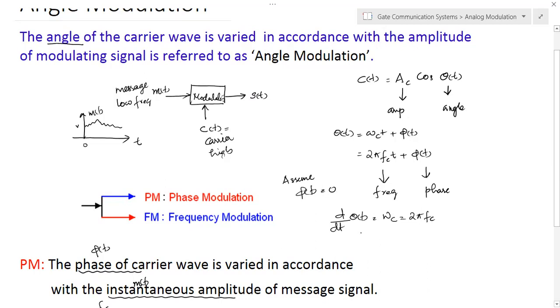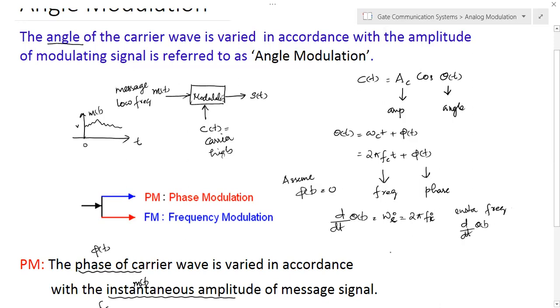Now we can conclude that if you want to find out the frequency from an angle modulated signal, you need to differentiate the angle with respect to time. So instead of this carrier frequency, I can write instantaneous frequency. If you want to find the instantaneous frequency of the carrier waveform, the angle modulated waveform, we need to differentiate the angle.